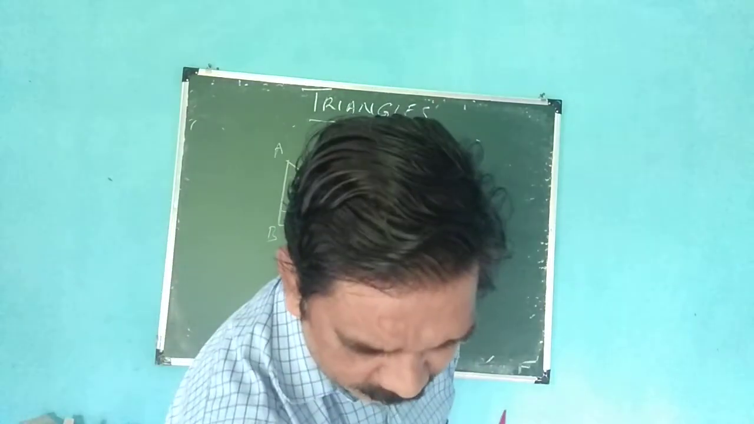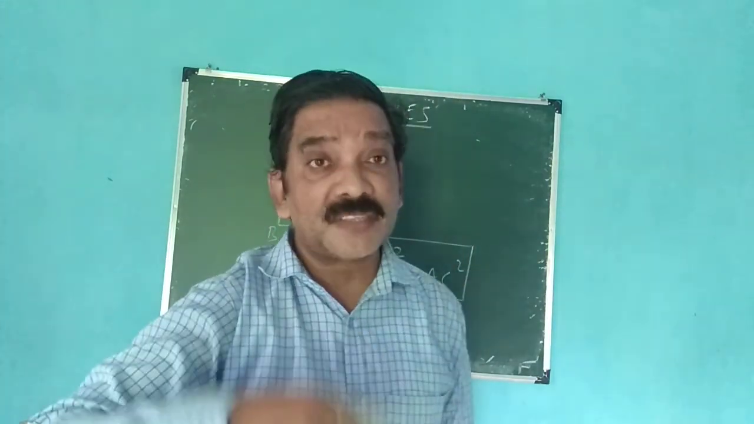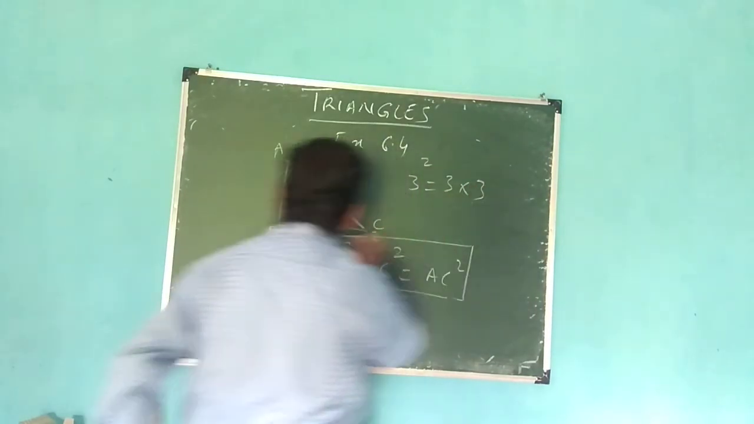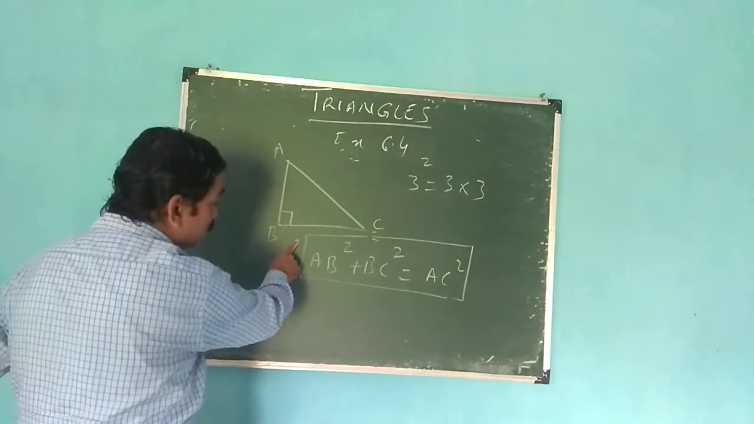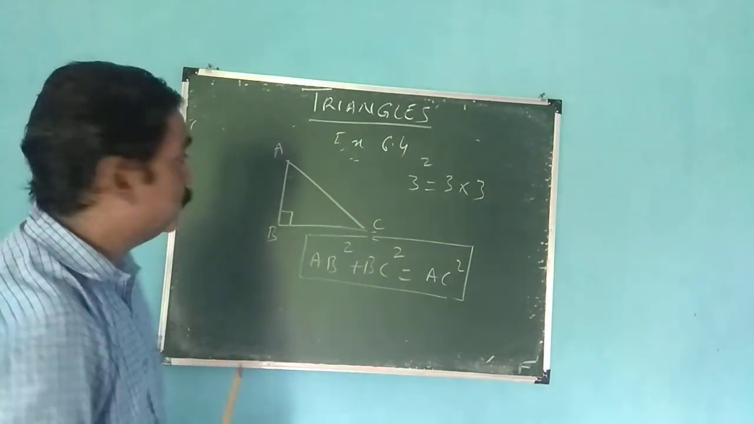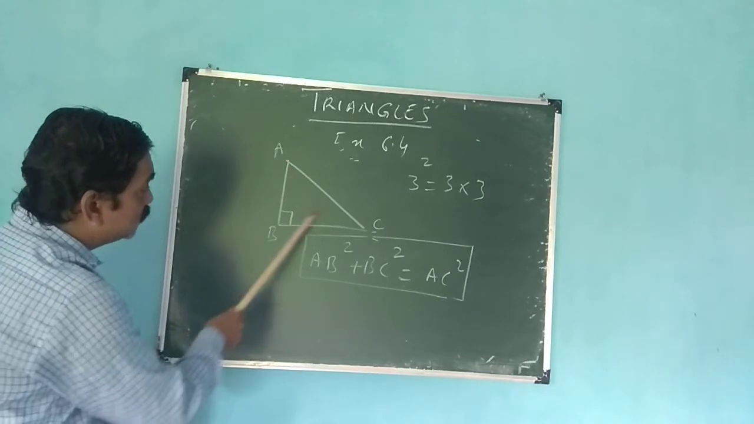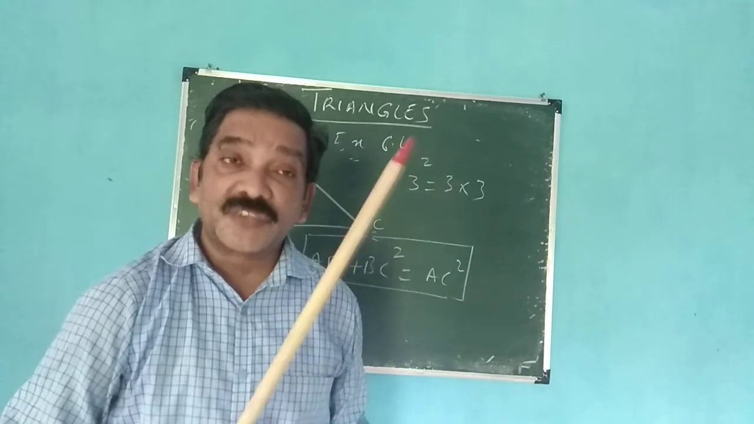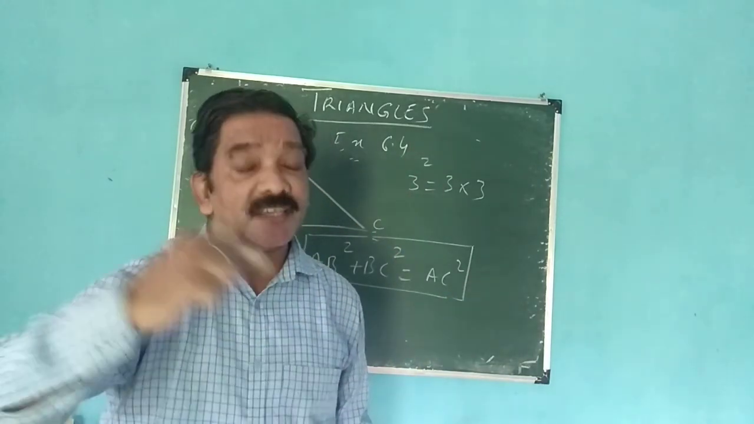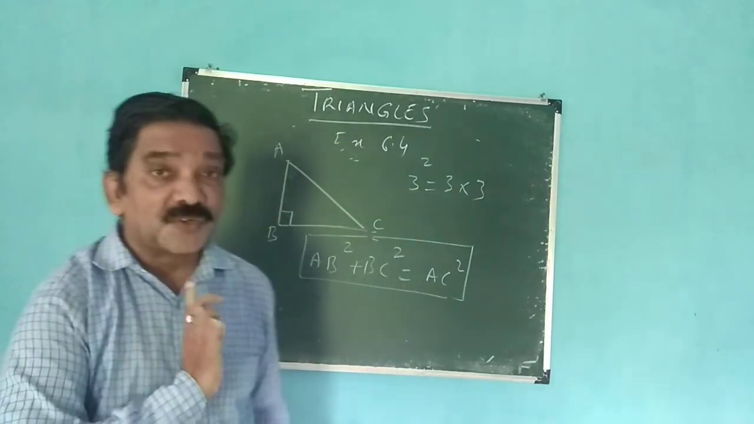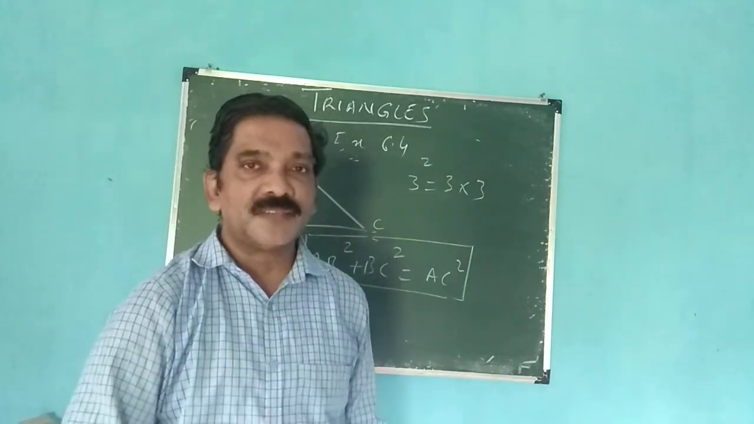Now, what do you mean by a square? This is a very important thing. What do you mean by a square? A square means multiplying with itself. If I write 3 square, it means 3 into 3. So this side into this side plus this side into this side is equal to this side into this side. This is called Pythagoras theorem. And AC is the longest side, which is opposite to the 90 degrees. AC is also called the hypotenuse. So the sum of squares of two right sides is equal to the square of the hypotenuse. Okay, so this was Pythagoras property, or let us say Pythagoras theorem.